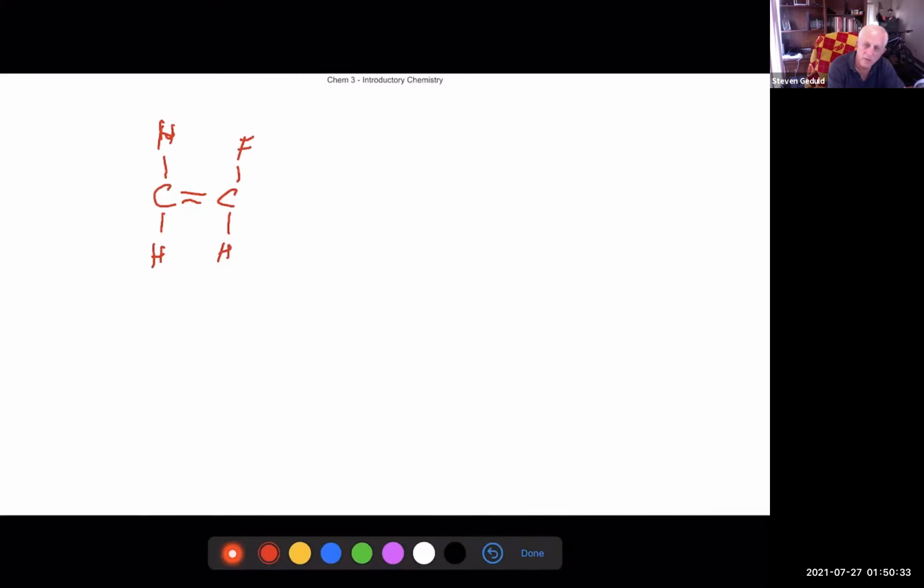Every carbon has 4 bonds, fluorine has 1, and hydrogen has 1, which they want. Let's put fluorine right here again. There we go. That's 2 carbons, 2 fluorines, 2 hydrogens. An isomer of that would be the same chemical formula, C2H2F2, but a different chemical arrangement.